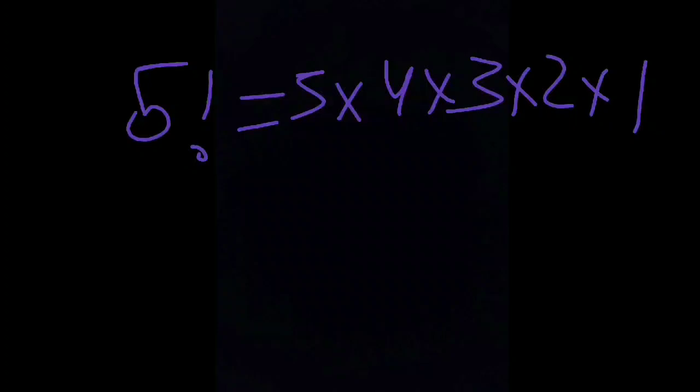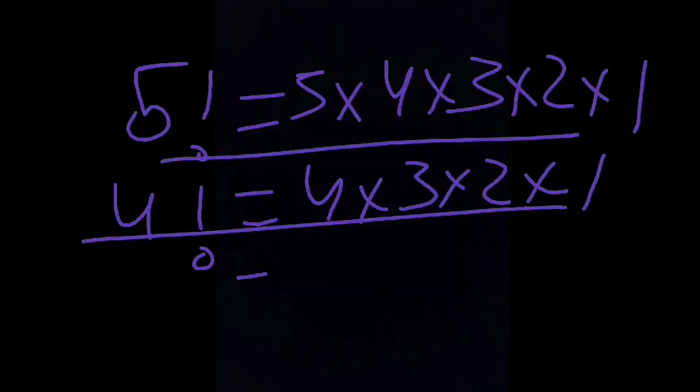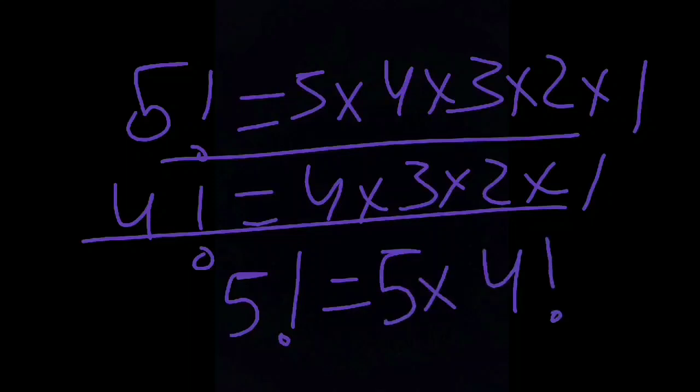Now see, if I write 5 factorial, it is 5, 4, 3, 2, 1. What will be 4 factorial? 4 factorial is 4 times 3 times 2 times 1. If we compare these two, we can write 5 factorial as 5 times 4 factorial. Guys, this is very important to understand mathematically and programmatically too, because we are up for something good.